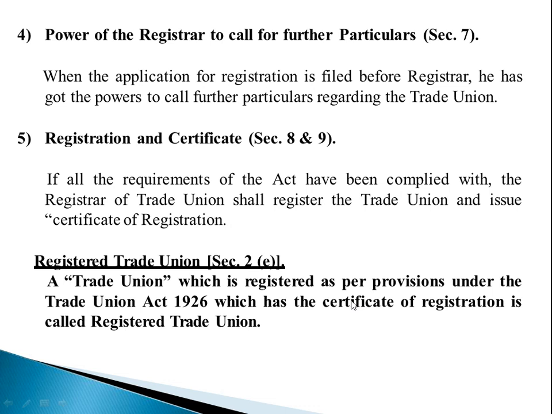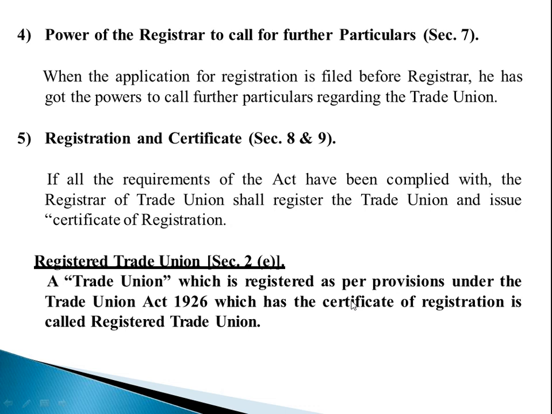That is registration and certificate, which comes under sections 8 and 9. He will award the certificate of registration. That is, the registrar will issue the certificate of registration after getting clarifications and after checking all the details of the application of the trade union. Then they can be called a registered trade union.